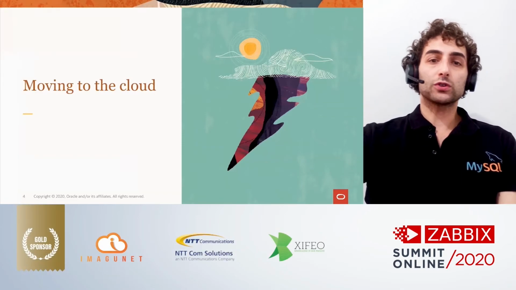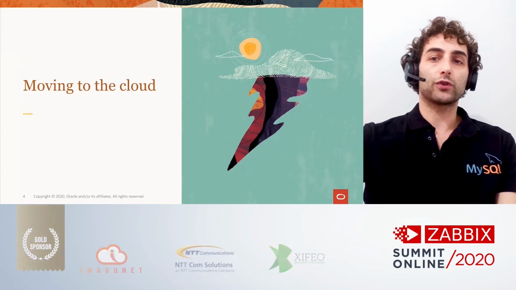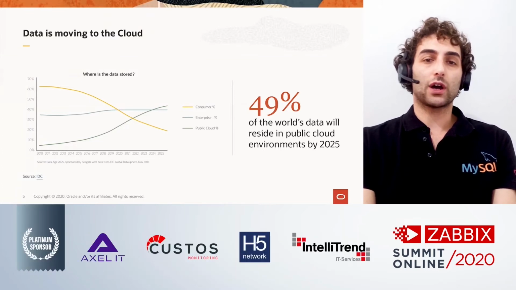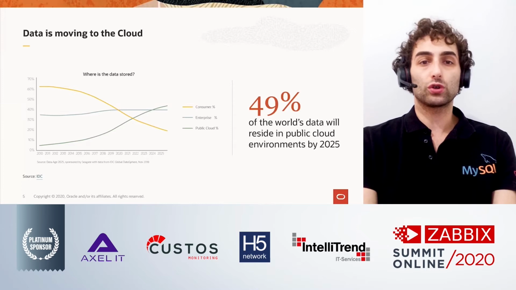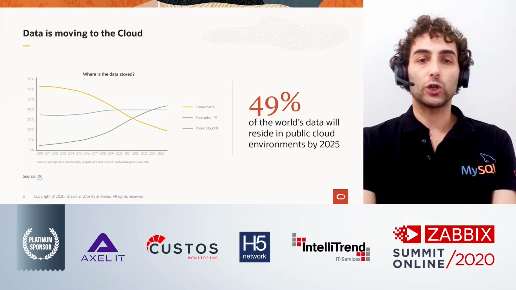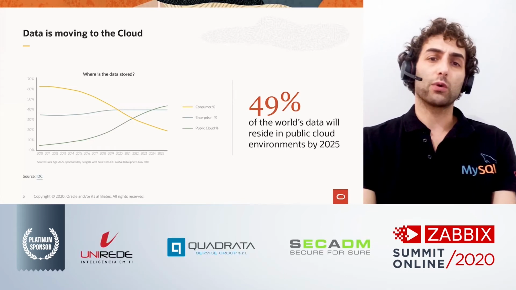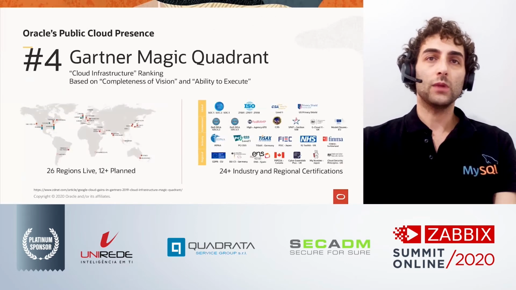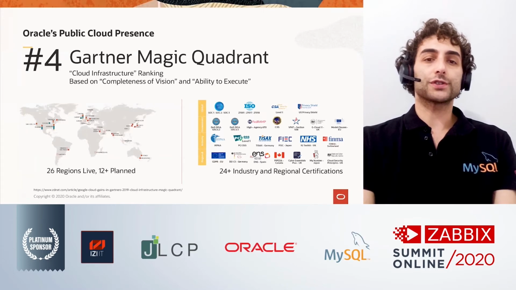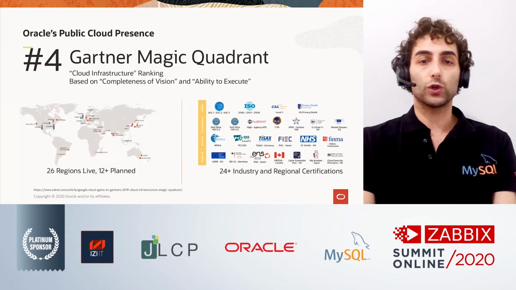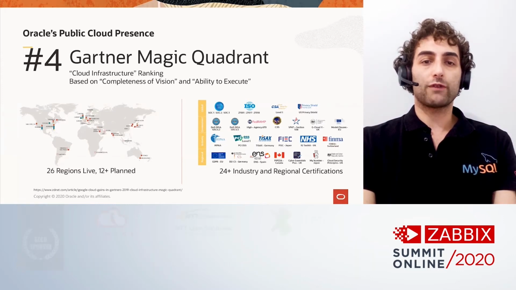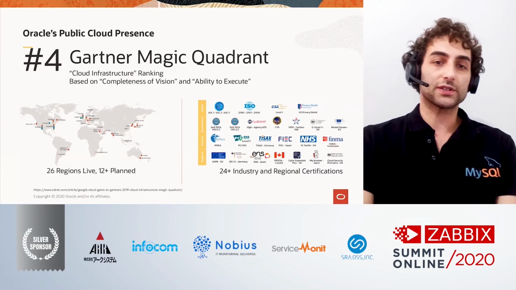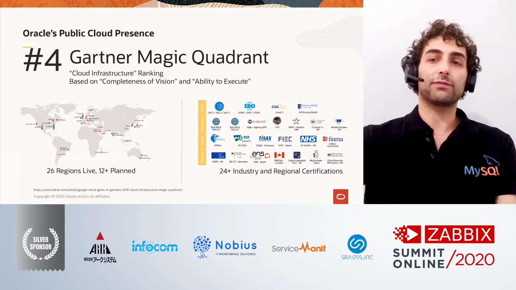So moving to the cloud, it's a big thing, and it's getting year over year even bigger because data are moving massively to the cloud. First of all, the consumer data are moving massively, as you can see from this graph, but be sure that the enterprise data will follow shortly, because the enterprise is always a bit slower in adopting, but when it adopts a technology, it goes in very big. And speaking about cloud providers, Oracle Cloud Infrastructure, so-called OCI, is the number 4 cloud provider in the Gartner Magic Quadrant, and it's available in 26 regions, so 26 data centers across the world, and another 12 planned.